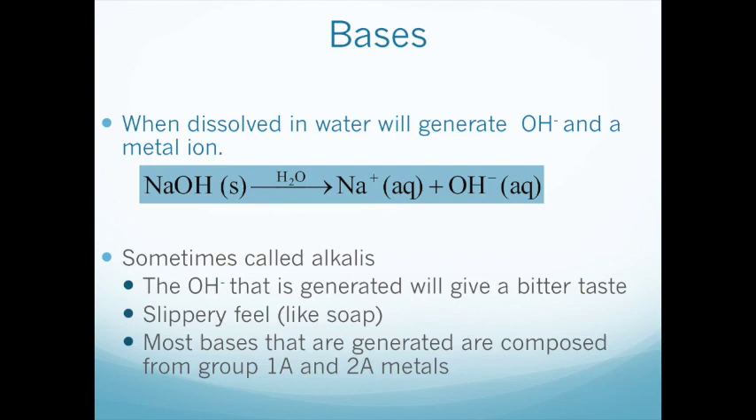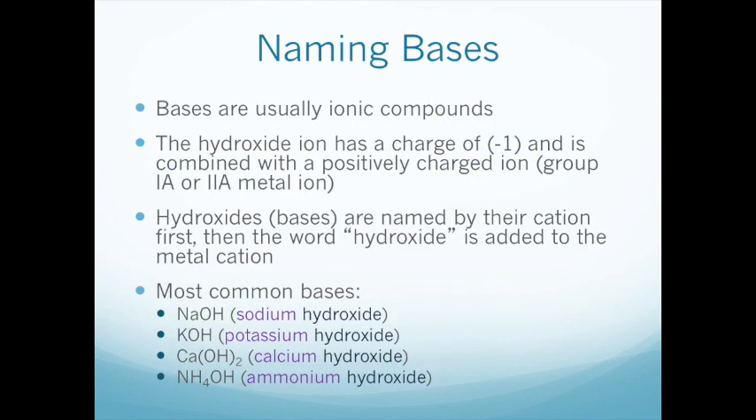These are sometimes called alkalis, and the OH minus group, when it's in aqueous solution, will give a bitter taste, and sometimes it will cause things to feel slippery like soap, because soap is produced from mixing a strong base with fat molecules. Most bases are composed of elements from group 1A and 2A, which are the alkali metals and alkaline earth metals. And the OH ion is usually referred to as the hydroxide ion.